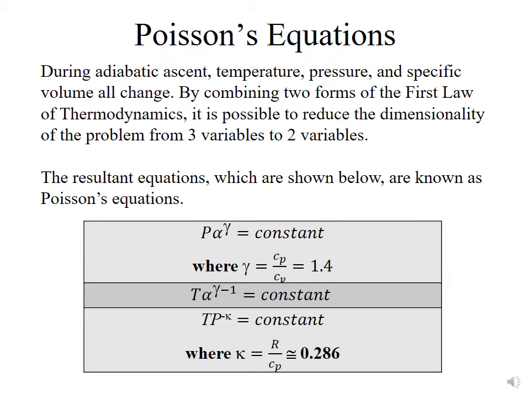In the top equation, we have P alpha raised to the gamma power is equal to a constant, where gamma is equal to C sub P over C sub V, which equals 1.4. The second equation is T alpha to the gamma minus 1 equals a constant. And the third equation is temperature times pressure to the minus kappa equals a constant, where kappa equals the gas constant R divided by C sub P.